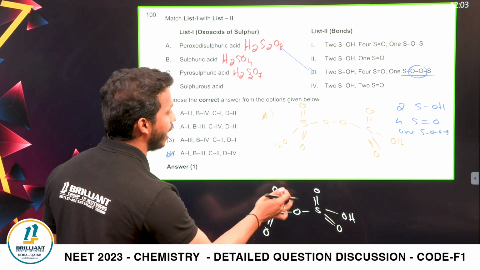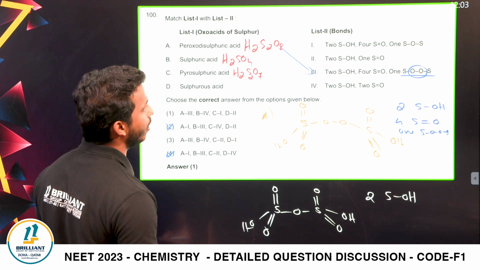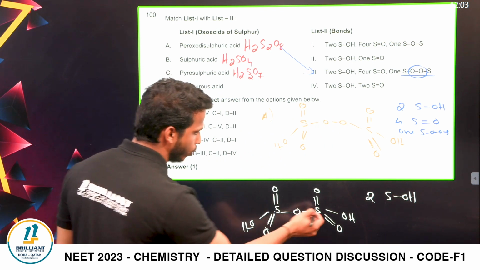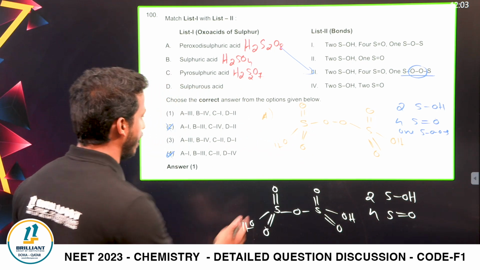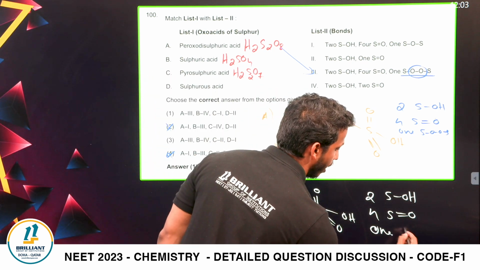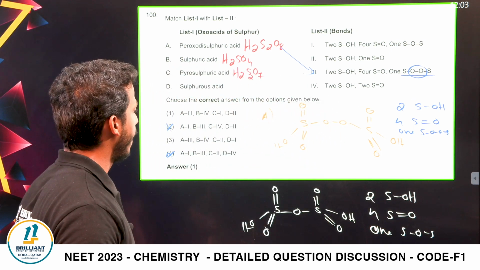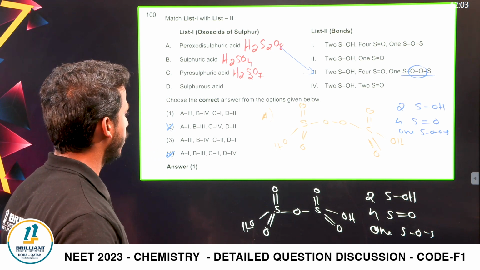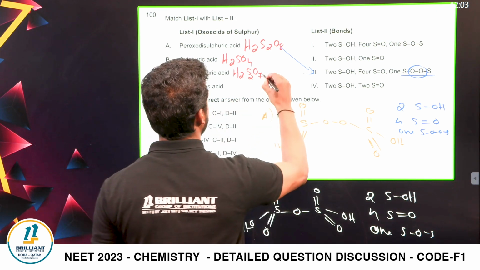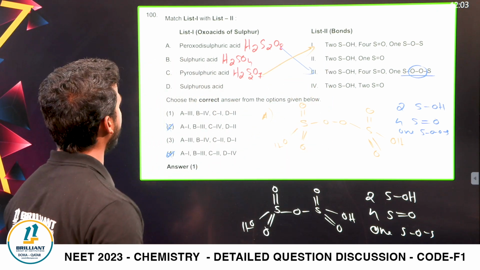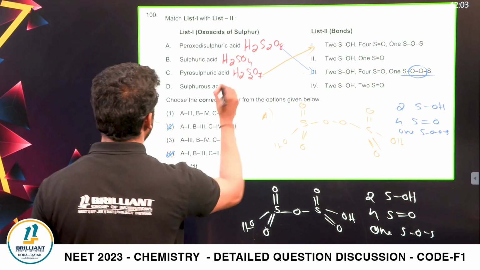How many S-OH bonds can you see? 1, 2. There are 2 S-OH bonds. And another, S double bond O: 1, 2, 3, 4. 4 S double bond O bonds. And there is only one S-O-S bond. So what is the answer here? All together, 2 S-OH, 4 S double bond O, 1 S-O-S. That is C, we can match with the first one. So A3C1. That's only one option, option number 1.